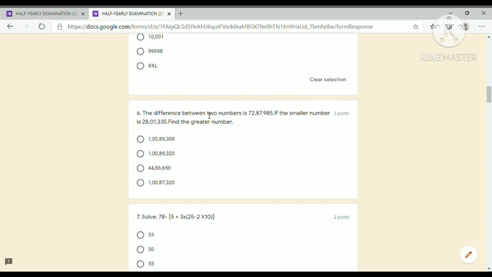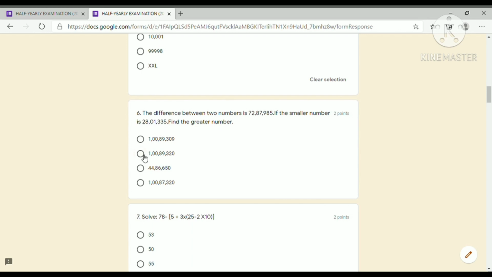The difference between two numbers is given: 72,87,985. If the smaller number is 28,01,335, find the greater number. So in order to find the greater number, what we will be doing here will be adding these two numbers. That means 72,87,985 and 28,01,335. Now when we added, what answer did we get?